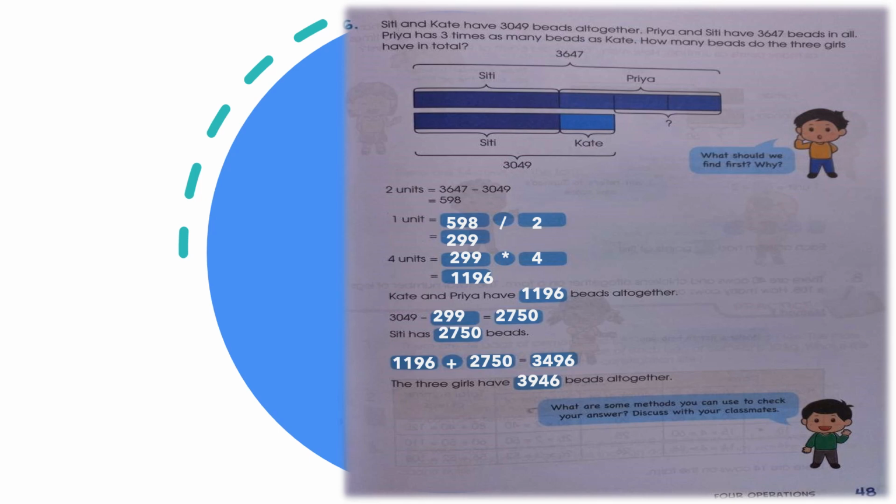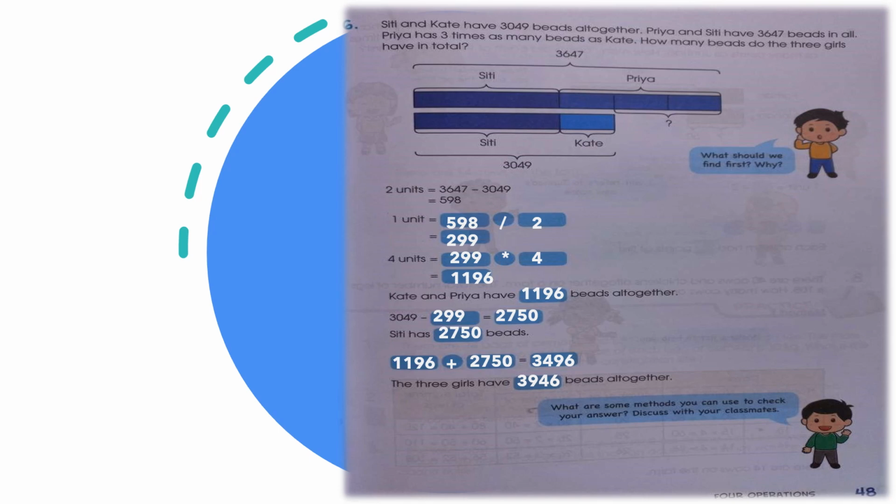from 3647, which is the number of beads Cindy and Priya have. So we have the value for 2 units comes out as 598. Now we are going to divide this value by 2, and the answer comes out as 299 for 1 unit, and we know that Kate has 1 unit. So the number of beads Kate has is 299.